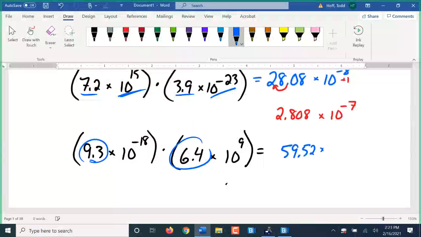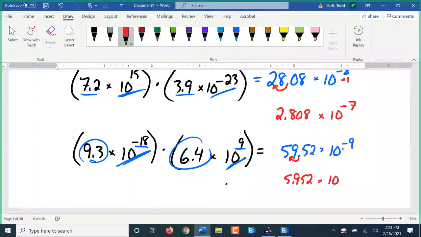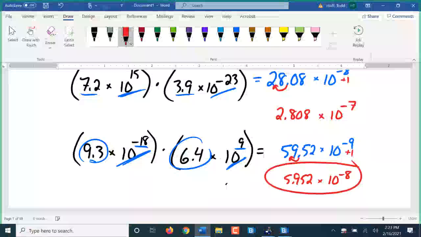Times, we combine our names. 10 to the negative 18th times 10 to the 9th. Again, we have the same base of 10, so we're going to add the powers. Negative 18 plus 9 is negative 9, so that's 10 to the negative 9th. We have to adjust the decimal place again. That's 59. We're going to move it so it's 5.952. The number got smaller. The power of 10 gets larger. Negative 9 plus 1 is negative 8.